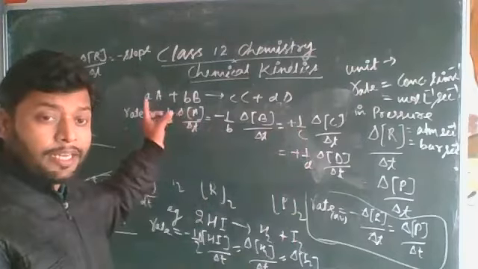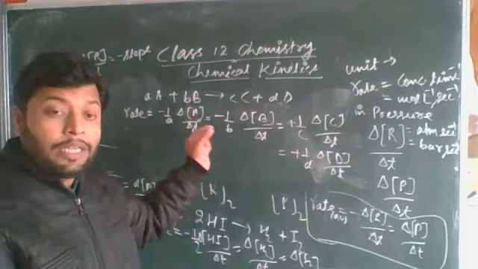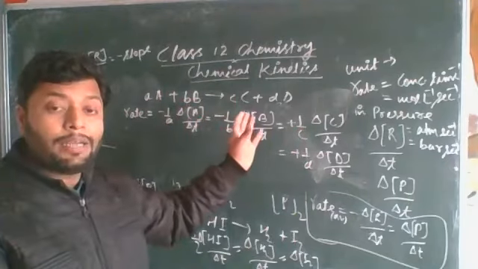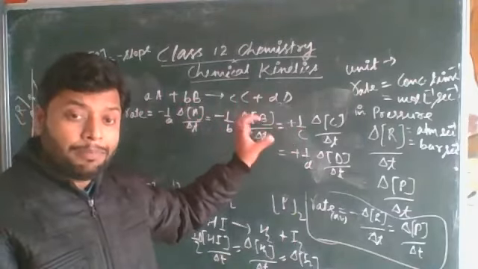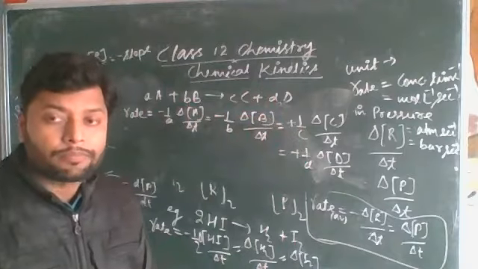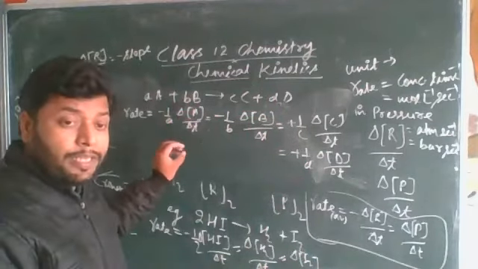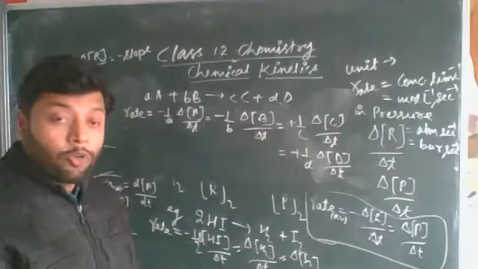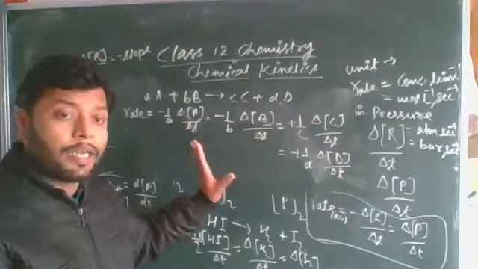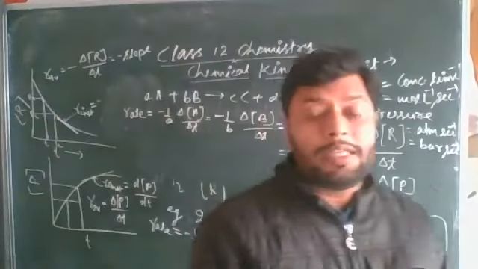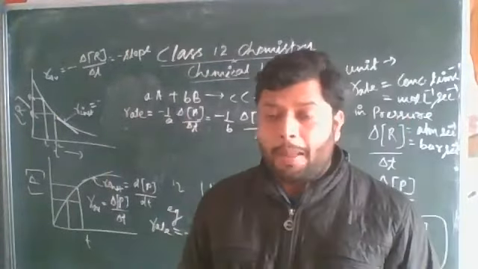So you can calculate the rate of reaction, the average rate of reaction, in terms of any one of the reactants, either A or B, or in terms of any one of the products, either C or D. There is only one difference: the coefficient given must be in reciprocal. So you can calculate the rate of reaction in terms of average or differential.